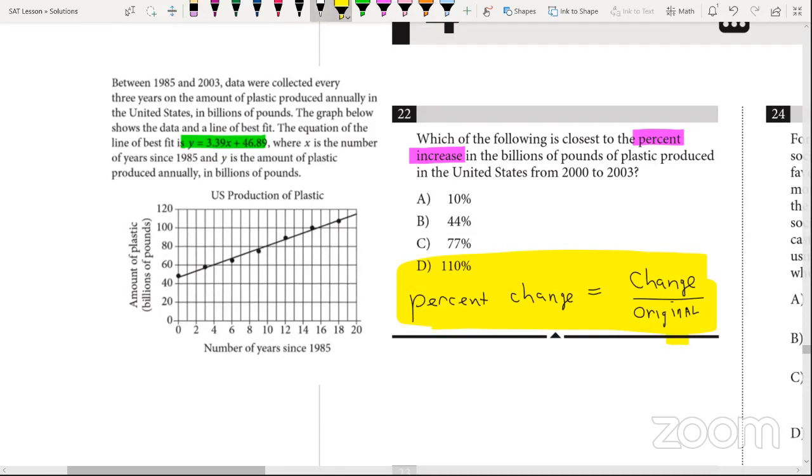And by how much did it change from 2000 to 2003? So 2000 is 15 years after 1985. So that's the year 2000 right there. And 2003 is 18 years after 1985. So 2003 minus 1985 is 18. So this is the year 2003 right here. So from 2000 to 2003, how much did it change? To me, it didn't go up halfway. It looked like it went from about 100 to 105, 106.